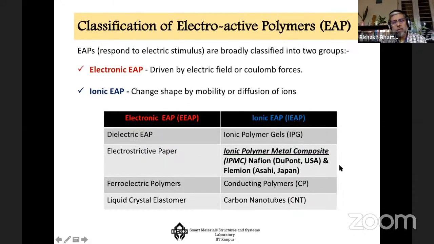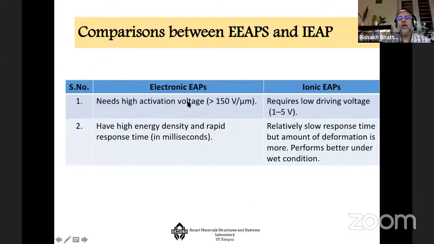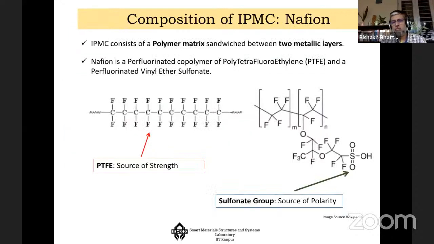And there are different types you can develop using electrostatic polymers, dielectric EAPs, ionic polymer gels, then IPMCs, which we are using mostly, conductive polymers, and even CNTs. Now, electronic EAPs need really high activation voltage, whereas ionic EAPs need low activation voltage. The fish example that I've shown you needs low driving voltage, but has a relatively slow response time, whereas electronic EAPs are faster, but need higher voltage.